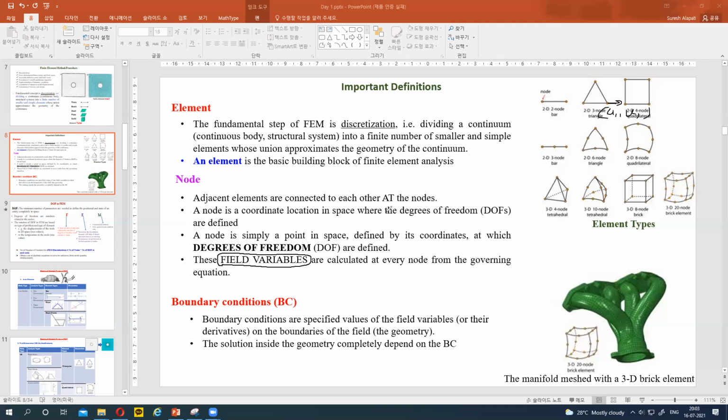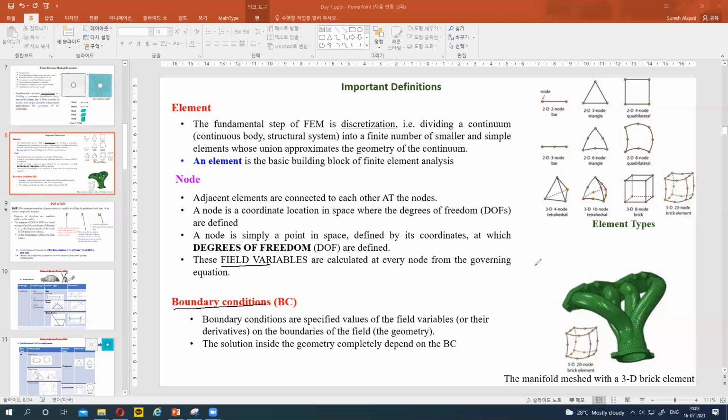In case of fluid dynamics, we find the velocity of the fluid at each node. In case of an electromagnetic field, we find the electric potential at each node. So those are called field variables. And boundary conditions, what are the boundary conditions?